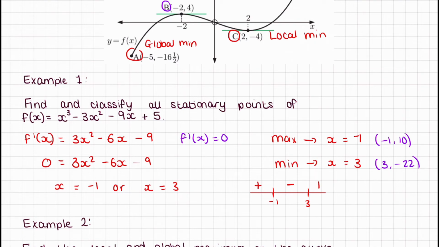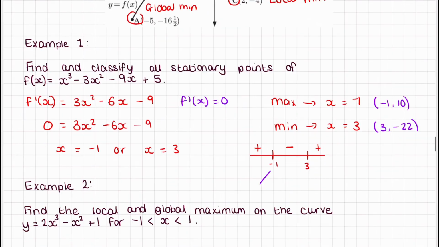So if we looked at that here, if it's positive, we know it's going up. If it's negative, then it's going down, and then positive, so it's going up. So you can see here, this would be a maximum, that's a minimum. So that's how you can tell if it's a maximum or a minimum by hand.